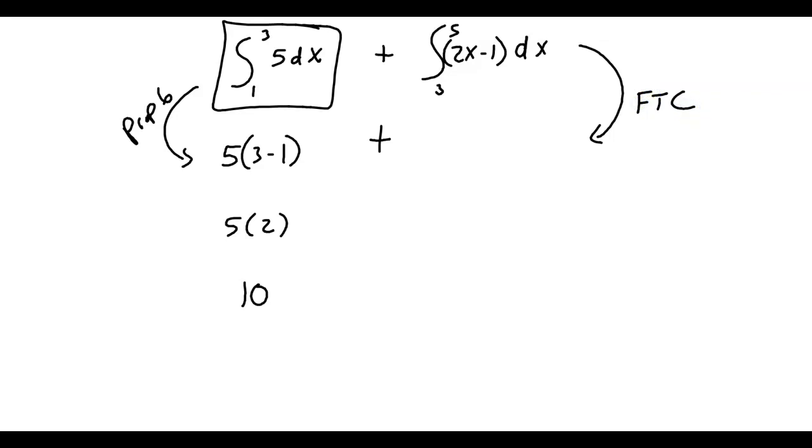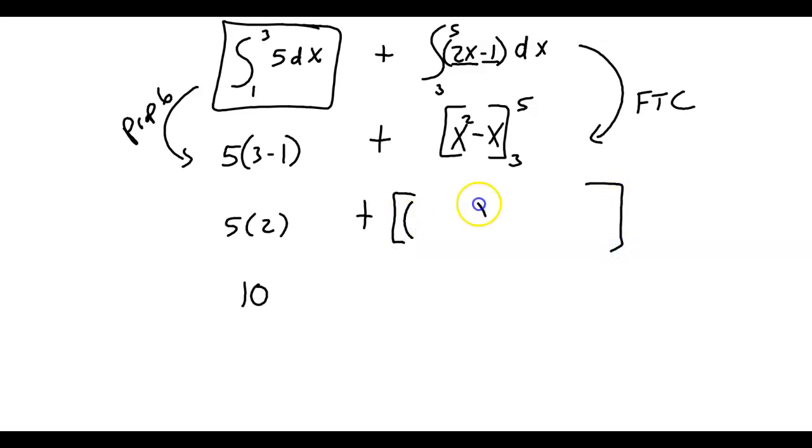So we integrate this. If I integrate 2x, I'm going to get x squared, and if I integrate minus 1, I get minus x. We're going to put a box on it, and we're going to put our limits here. Then after you do that, you're going to plug in your numbers. So I'm going to plug in 5 first. So that's going to be 5 squared minus 5. And then you're going to plug in 3 next. That's going to be 3 squared minus 3.